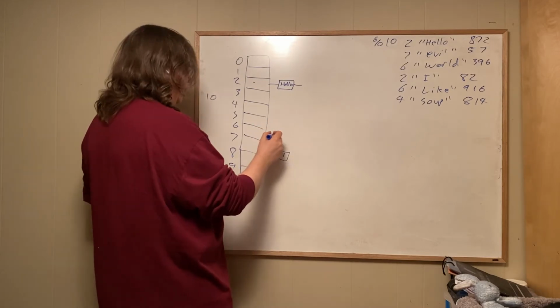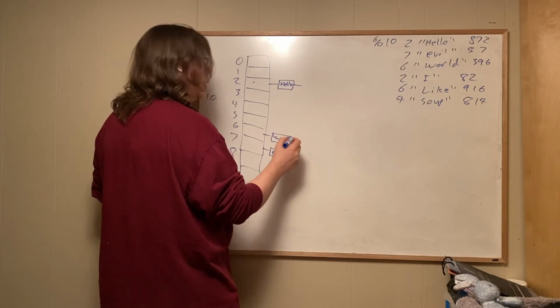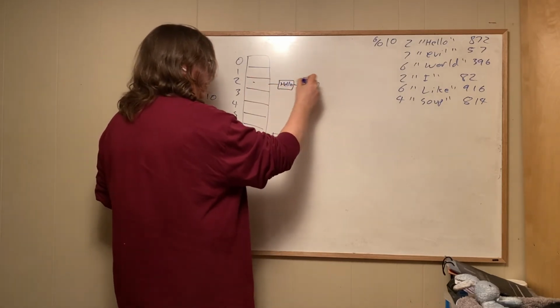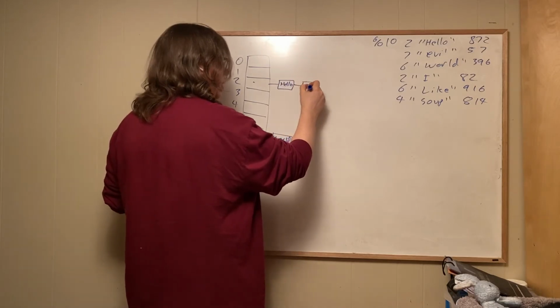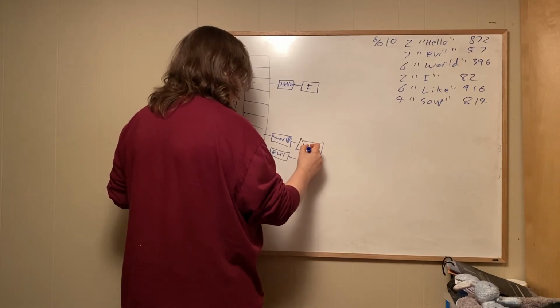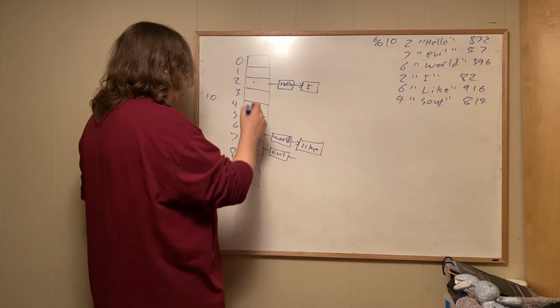World is going to go into 6. I is going to go into 2. 2 already has hello in it, but that's why we're using a list. We can add another one. Same with 6 for like. And soup goes into 4.